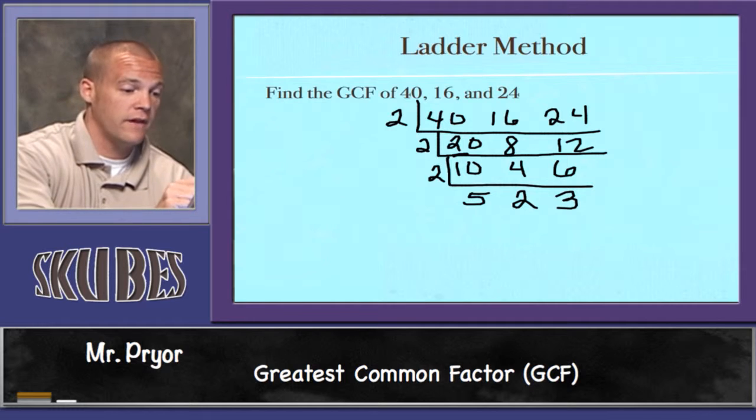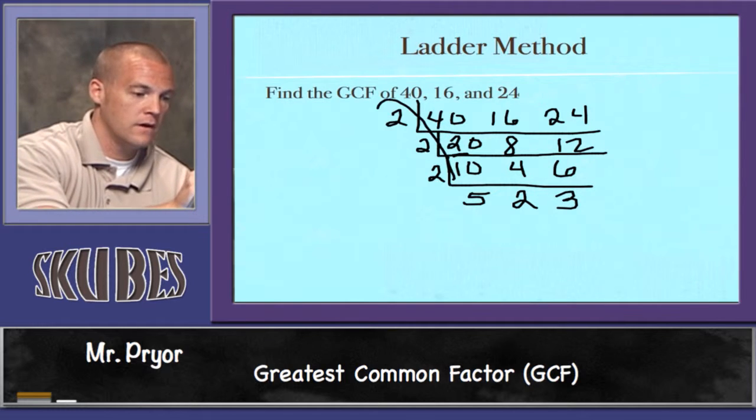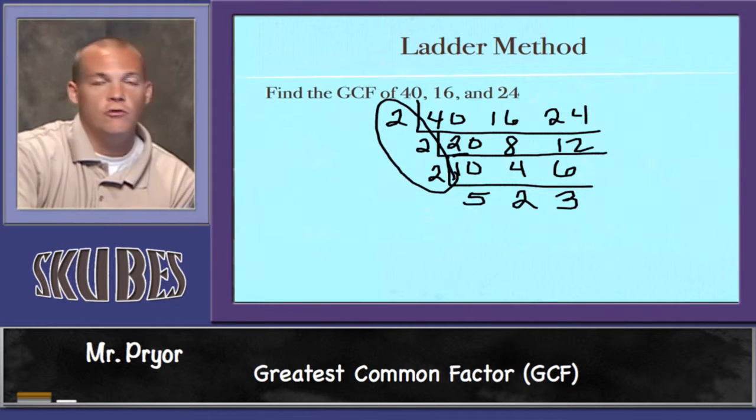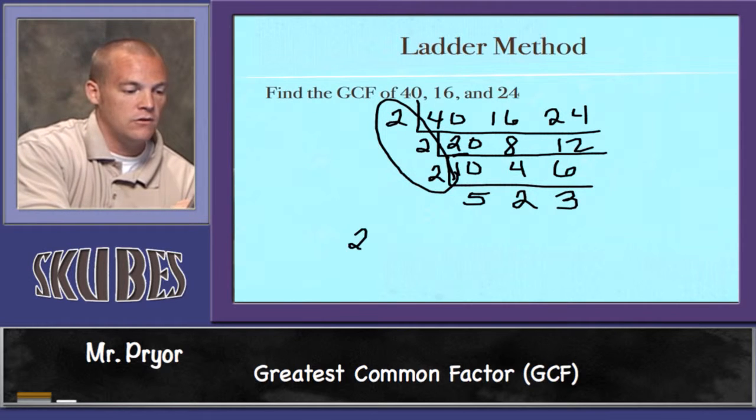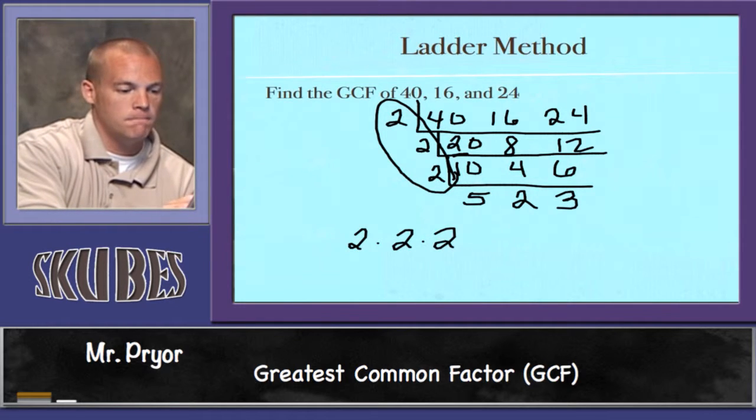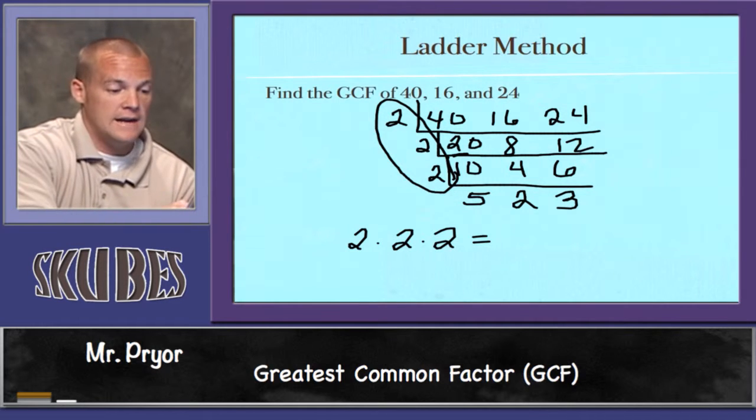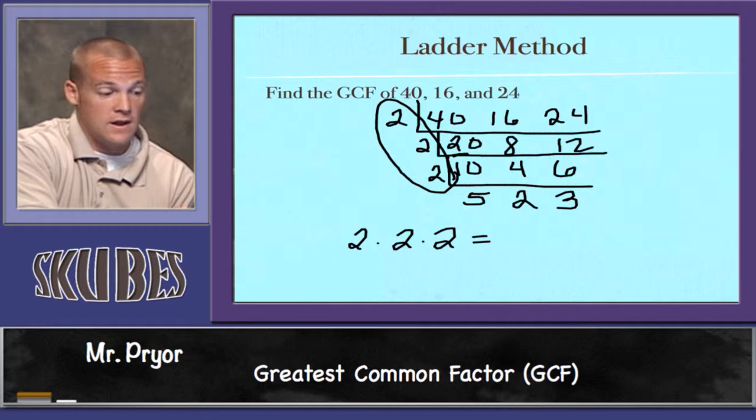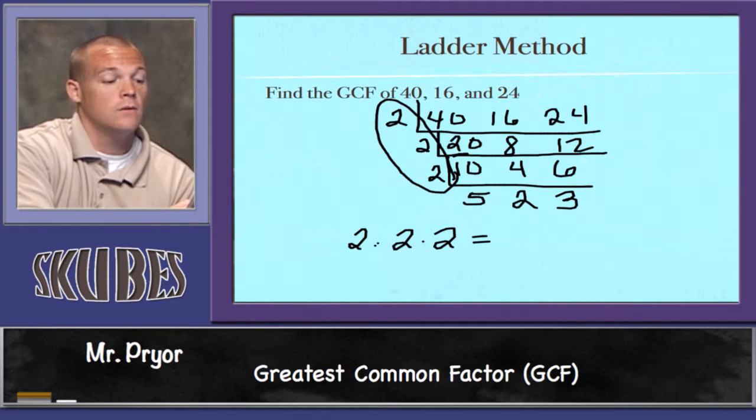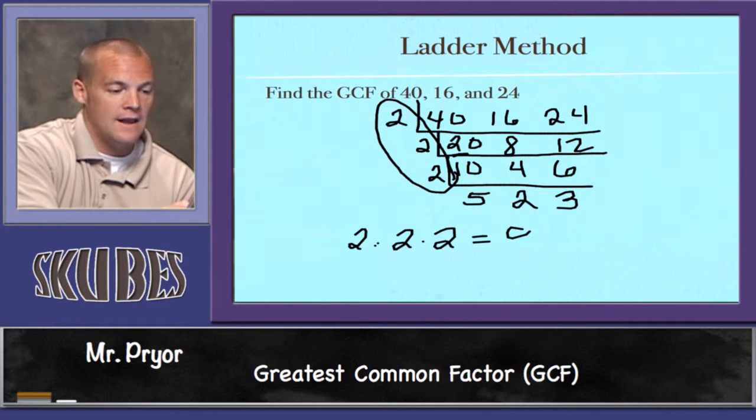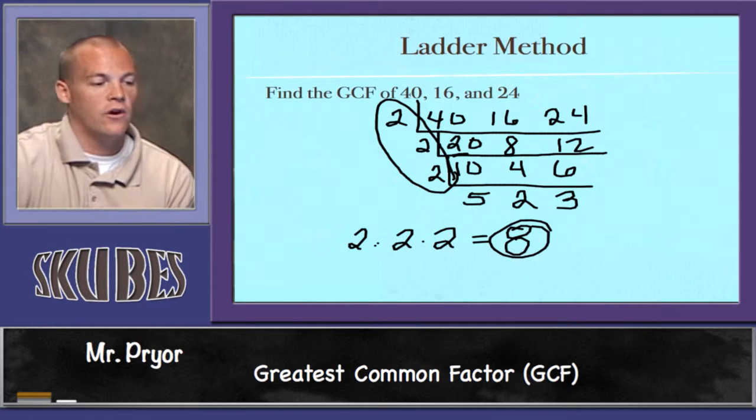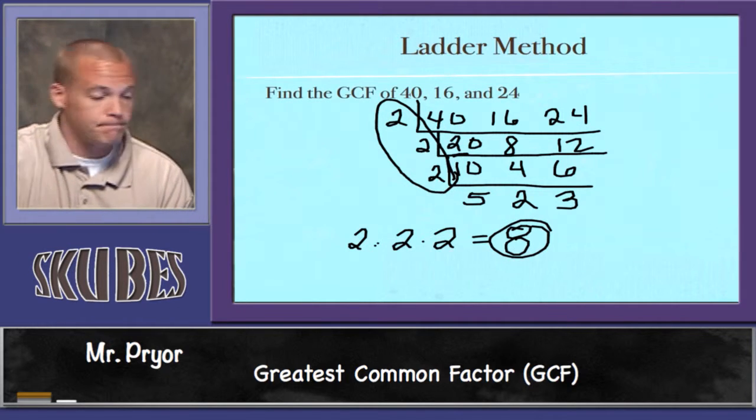So again, you come over to the left side of your ladder, whatever's climbing up your ladder here, which would be 2, 2, and 2, and you multiply. 2 times 2 times 2. And in this case, you're going to get 4 times 2, or 8. This is not 6, okay? This is 2 times 2 times 2, which means 4 times 2, or 8. So 8 is the largest number that they all have in common.